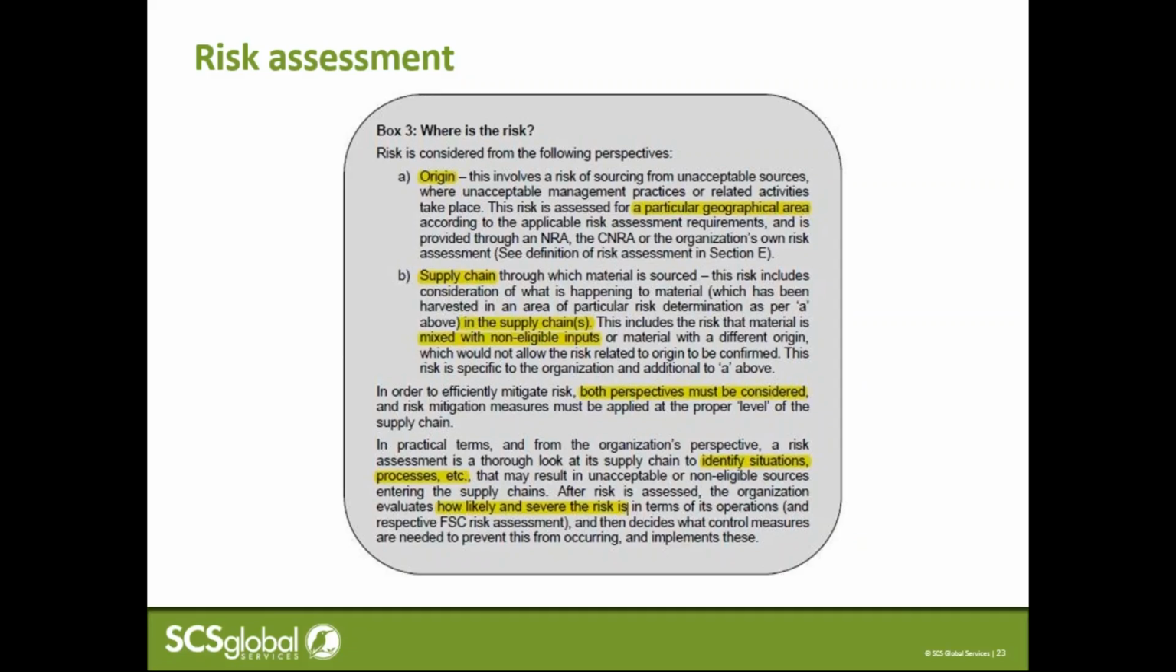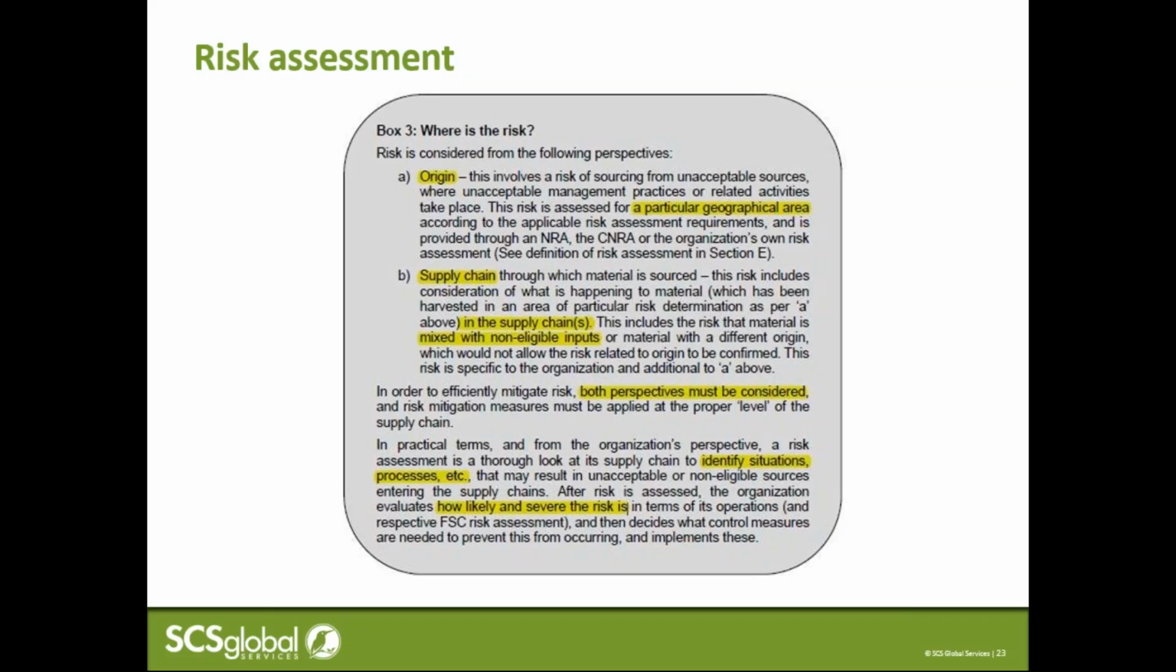This box is also directly copied from the standard, and it's included here in order to emphasize the weight that the new FSC controlled wood standard now places on assessing the risk of mixing in the supply chain. Note that the box indicates that a risk assessment is a thorough look at its supply chain to identify situations, processes, etc. that may result in unacceptable or non-eligible sources entering the supply chains.